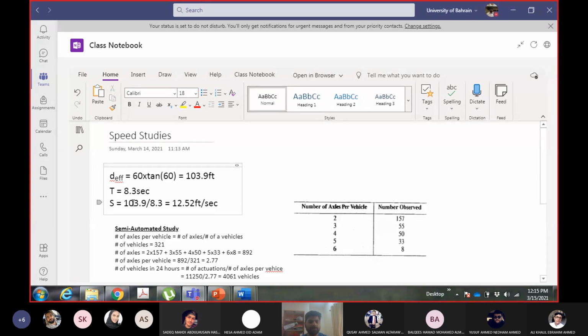Time is 8.3 seconds, so speed will be distance upon time, but not the distance 400 feet, but this distance 103.9, which is the actual distance covered by the car. So the speed of the car is 12.52 feet per second. If you want, convert it to miles per hour, but this is not what we are doing in this question. Conversion to miles per hour is not required.